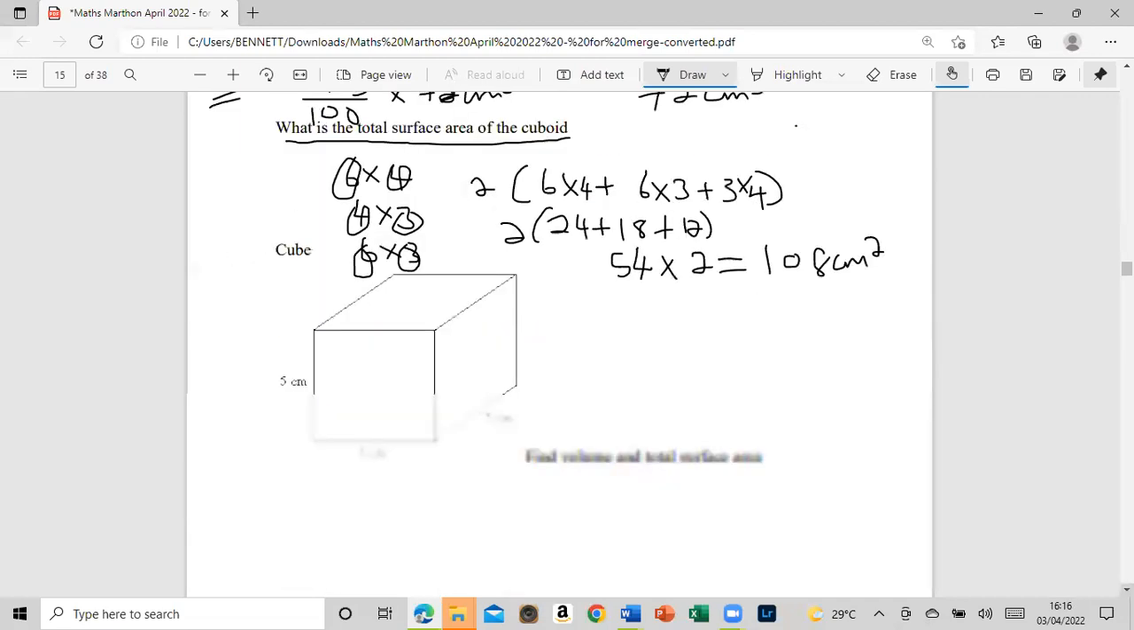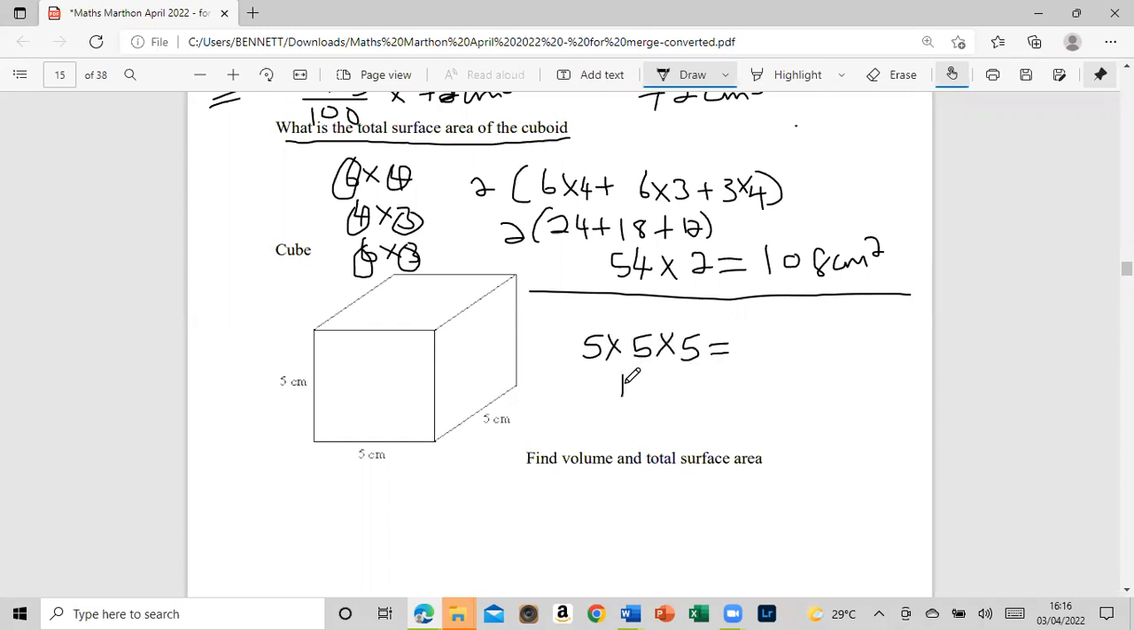One session, 2 left, guys. Come on, man. All right, so we have a cube now, and it's to find the volume and the total surface area. How do we find volume? What's the volume of a cube with length 5 centimeters? 125, right? That's 5 times 5 times 5. So that's the volume.